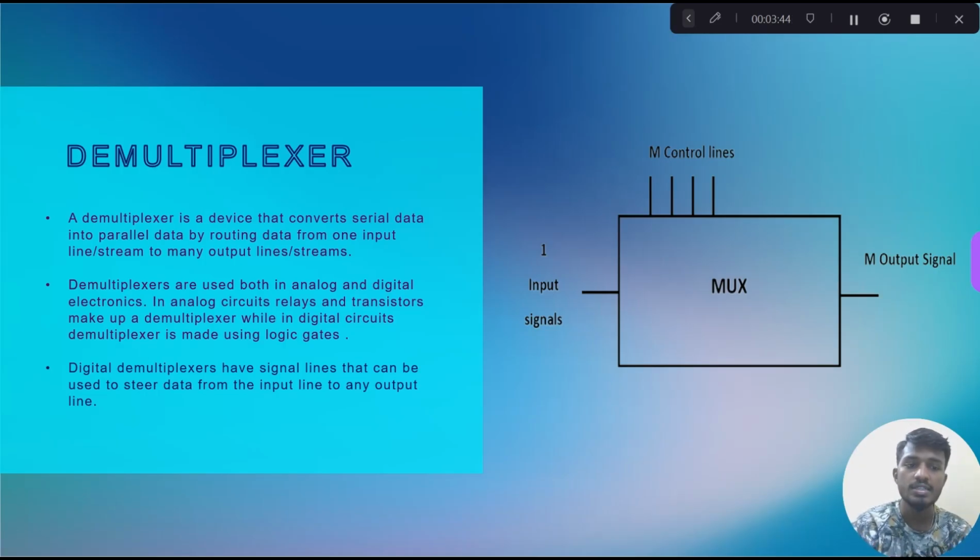So now let's see about the demultiplexer. A demultiplexer is a device that converts serial data into parallel data by routing the data from one input line or stream to many output lines or streams. Demultiplexers are used in both analog and digital electronics. In analog circuits, relays and transistors make up a demultiplexer, while in digital circuits, a demultiplexer is made using logic gates. Digital demultiplexers have select lines that can be used to stream data from the input line to the output lines. So this is the diagram of demultiplexing.